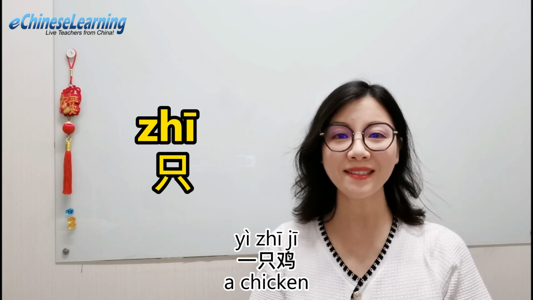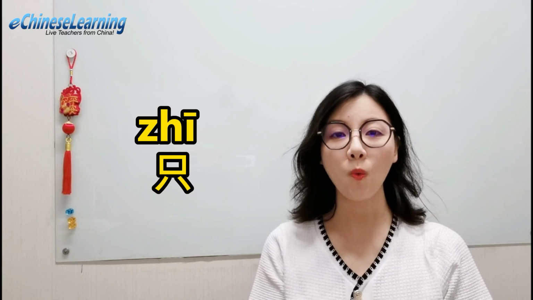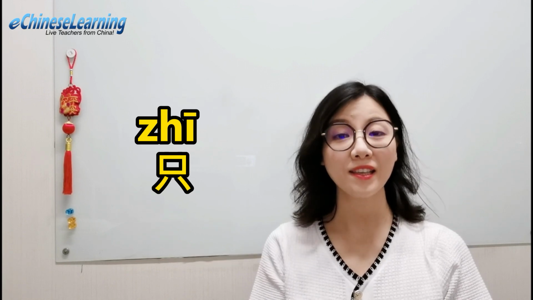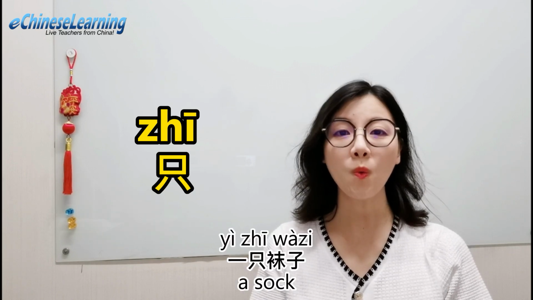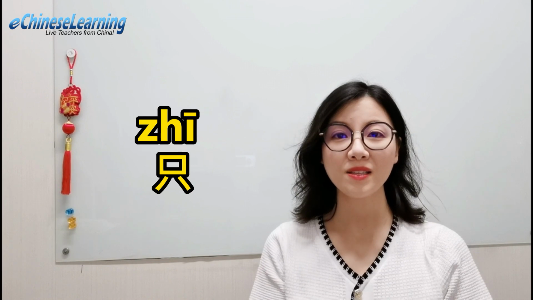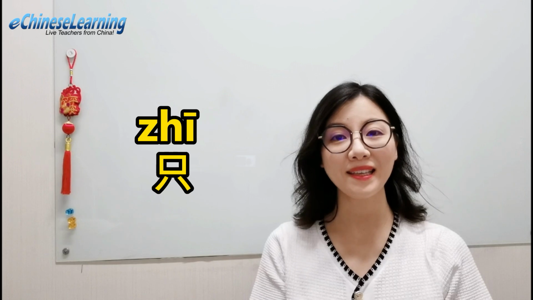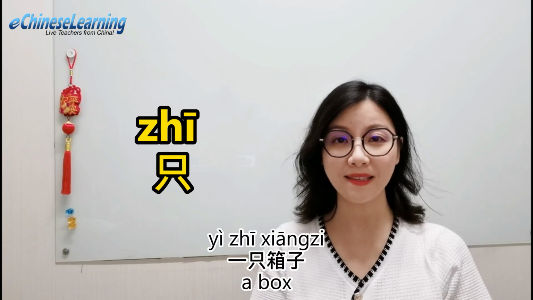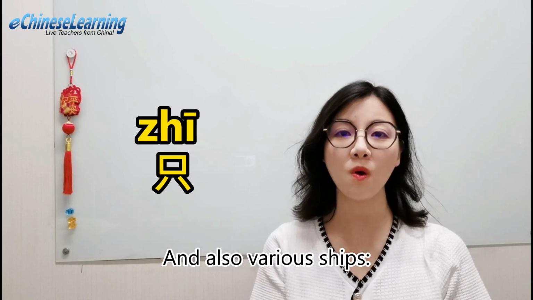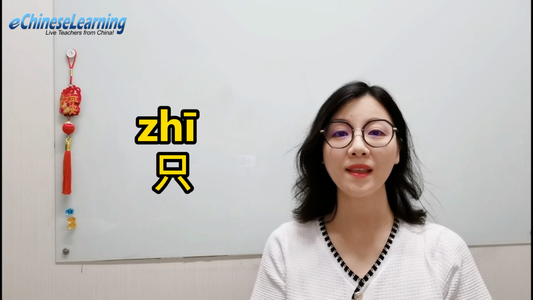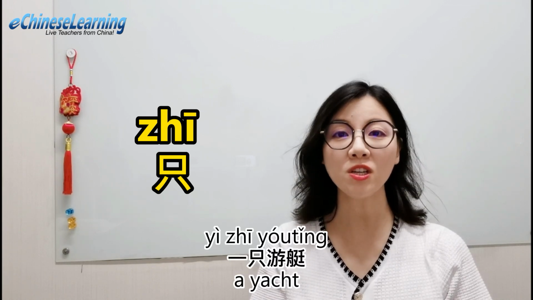一只鸡, 一只兔子. One of the pairs: 一只鞋, 一只袜子. Some containers like bags and boxes: 一只箱子, 一只口袋. And also various ships: 一只船, 一只游艇.